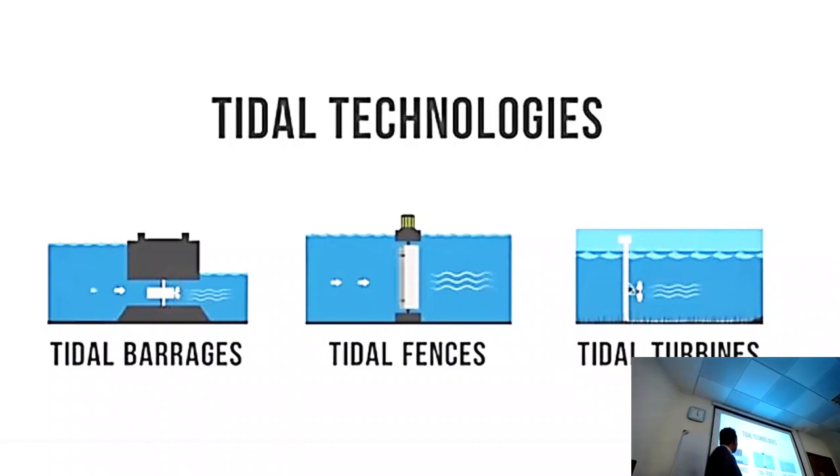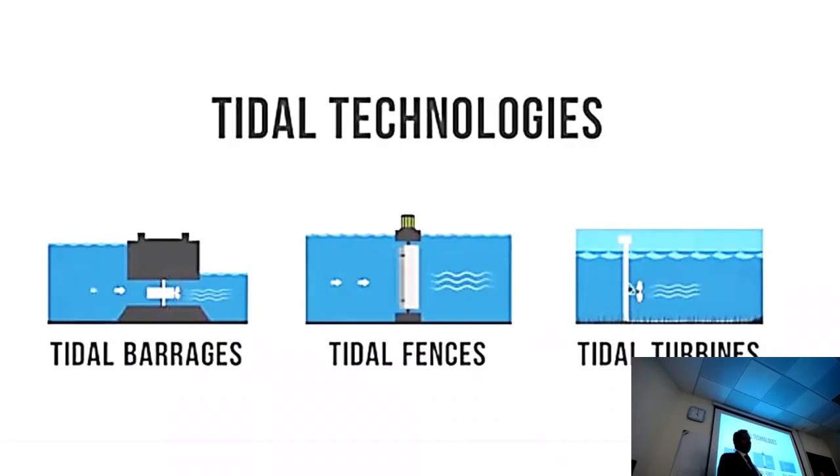So a tidal barrage is a trap like that. When it is high tide, you close the gates and collect that water, and through that gate you put a turbine. Water only flows through that gap, through that turbine, and the turbine rotates due to this height difference.